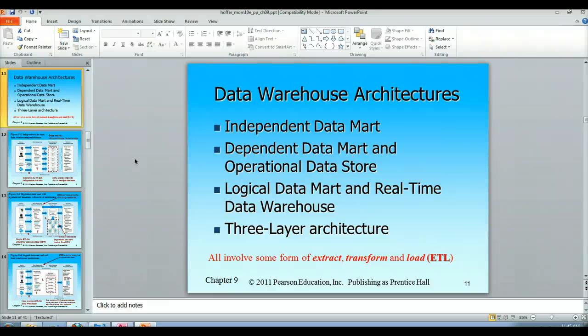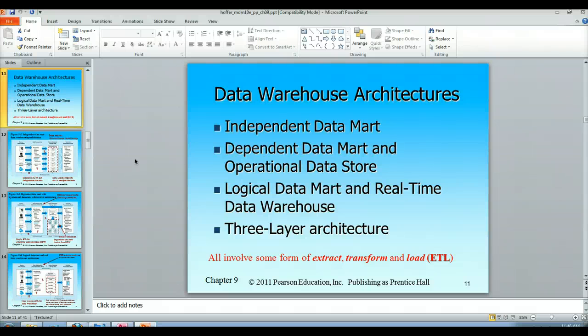So up until now we've talked at a fairly high level of why we need a data warehouse and the difference between an operational system and an informational system. Now what we need to do is talk about, well, what does this thing look like? We have different architectures for different needs. We have independent data marts, we have dependent data marts, and operational data stores. We have logical data marts and real-time data warehouses, and we're going to talk about our three-layer architecture.